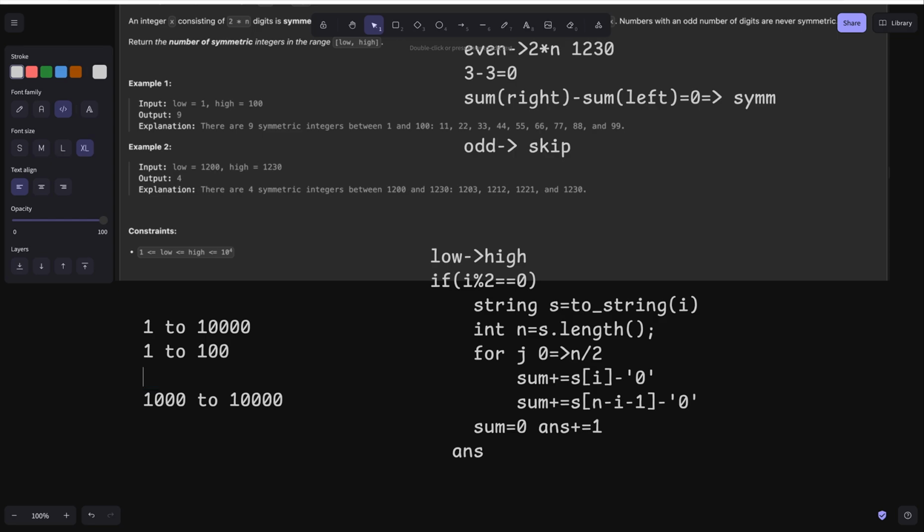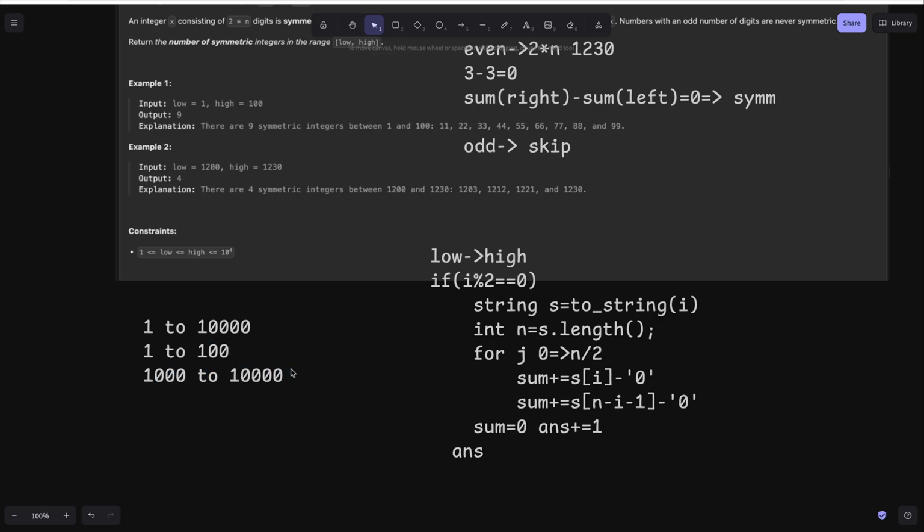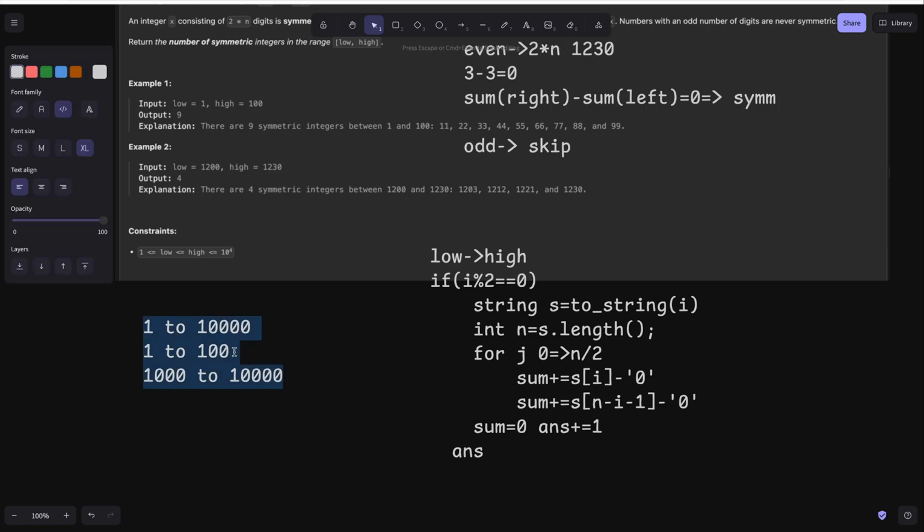So we don't want this range also. So we are left with two ranges, 1 to 100 and 1000 to 10,000. Now we can check in 1 to 100. When you observe in 1 to 100, whatever numbers are symmetric, they are 2-digit numbers. So 2-digit numbers are symmetric when both of the digits are equal. So it will be 11, 22, 33 and so on till 99.